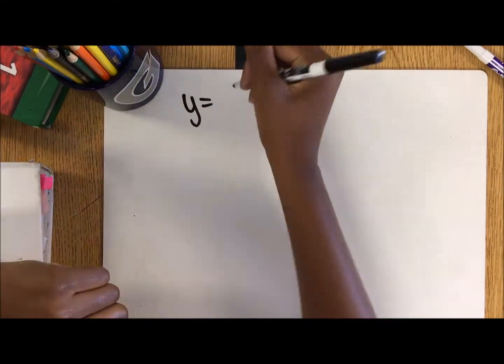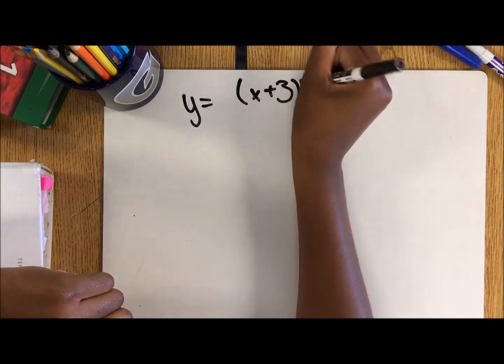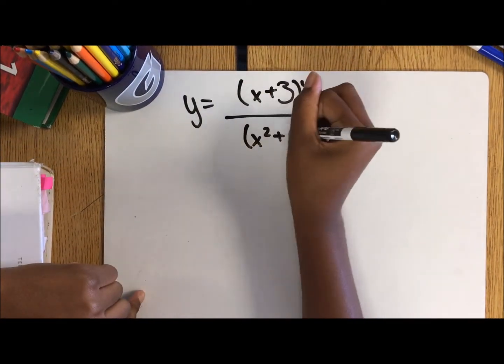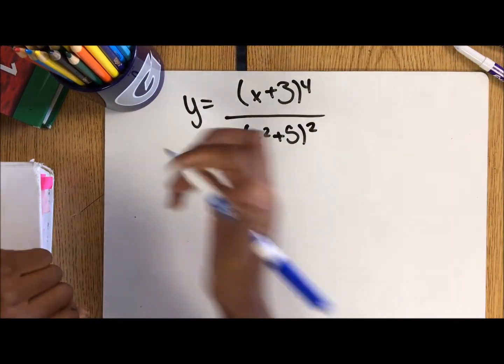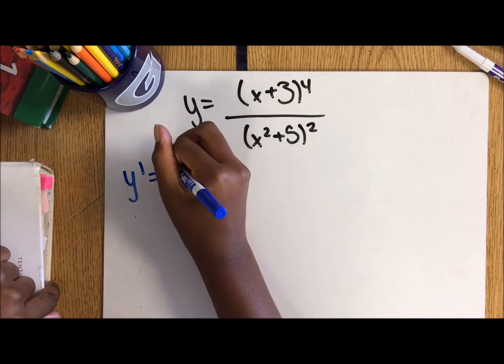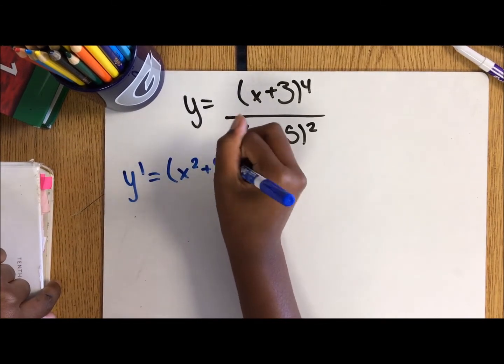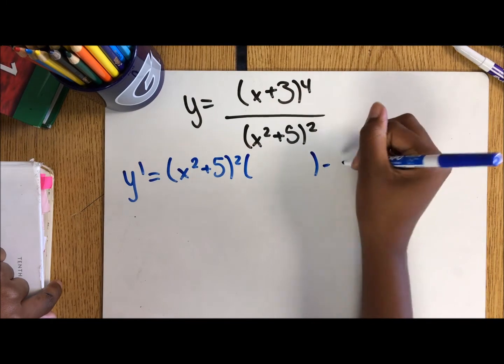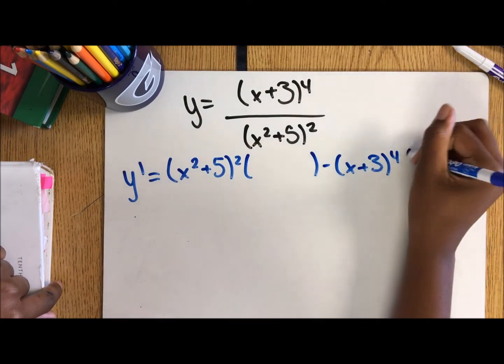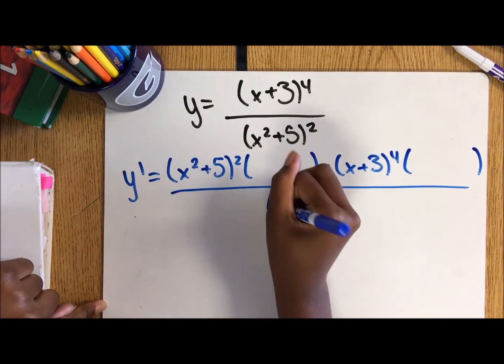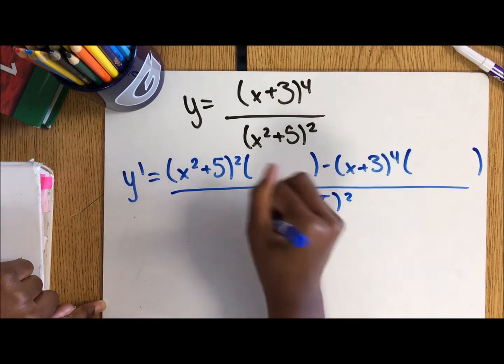The next problem will also require the use of both quotient and chain. Here we have x plus 3 to the 4th all over x squared plus 5 squared. We first use the quotient rule, which is low times the derivative of high minus high times the derivative of low. At this point, we will leave the high and low derivative blank.